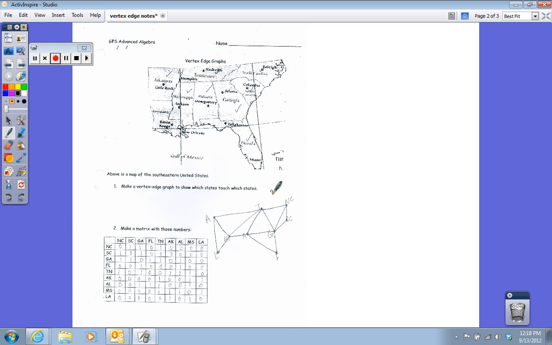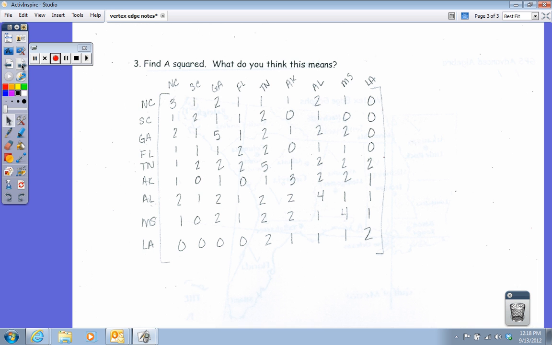Now then the fun part comes when you enter this into a graphing calculator. What you do is just make a 9 by 9 matrix, fill it in exactly like you have in your chart. Then grab that matrix, put it on your home screen, and everybody knows how to do that, and then simply hit the square button. And when you hit the square button, you'll get a matrix that looks like this. Notice that all the numbers have changed.